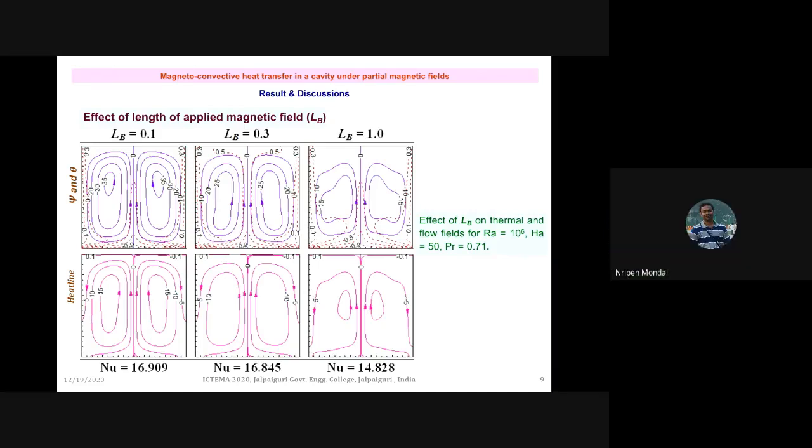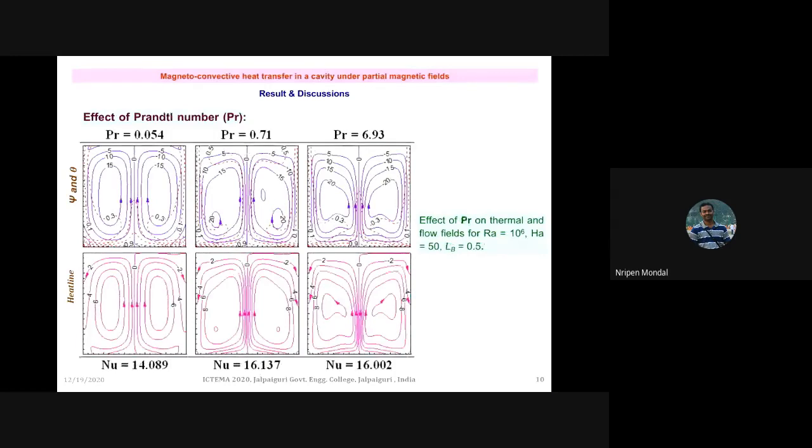Now we can understand the effect of the magnetic field over the region on which it is acting. When the length of the imposed magnetic field is increased from 0.1 to 1, that means the affected zone in the cavity increases. So we can see the streamline as well as the heat energy contour lines are also distorted due to more resistance to the flow field. As a result, heat transfer also decreases.